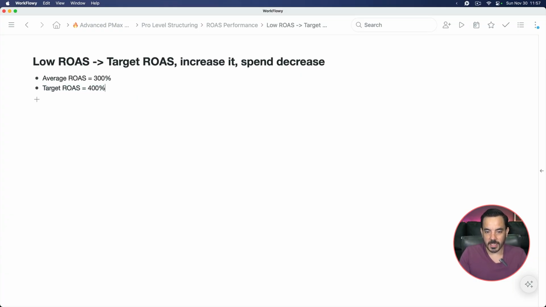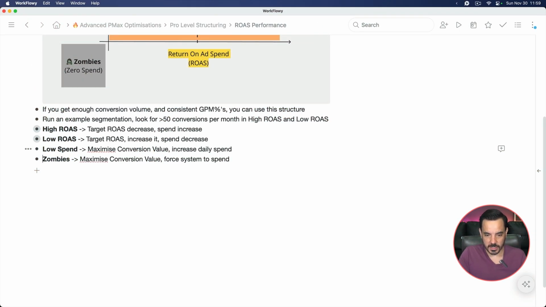The whole goal is to tell Google, hey, I need a higher ROAS on these products. Let's reduce the bids. It's going to reduce the spend a little bit, but it's going to increase the ROAS. And then you've got your low spend products and your zombie products. So what you do with these guys is break them out into their own campaigns.